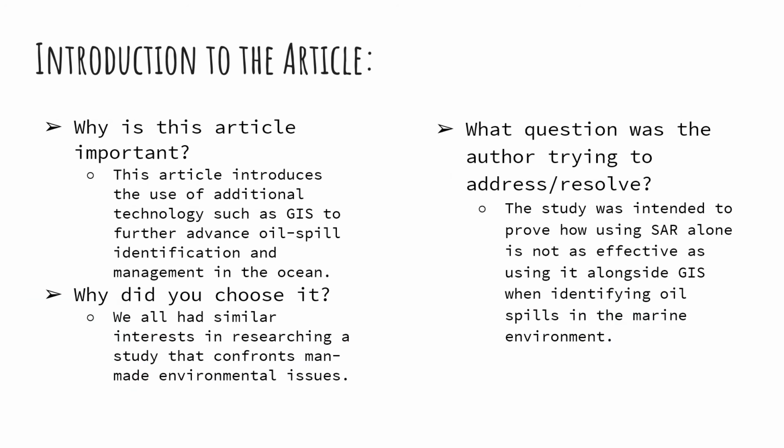Why is this article important? This article is important because it introduces the use of additional technology such as GIS to further advance oil spill identification and management in the ocean. What question was the author trying to address or resolve? The study was intended to prove how using SAR alone is not as effective as using it alongside GIS when identifying oil spills in the marine environment. Why did you choose it? We all had similar interests in researching a study that confronts man-made environmental issues.